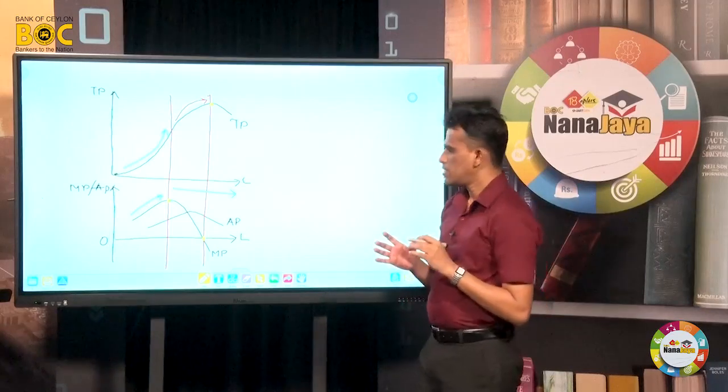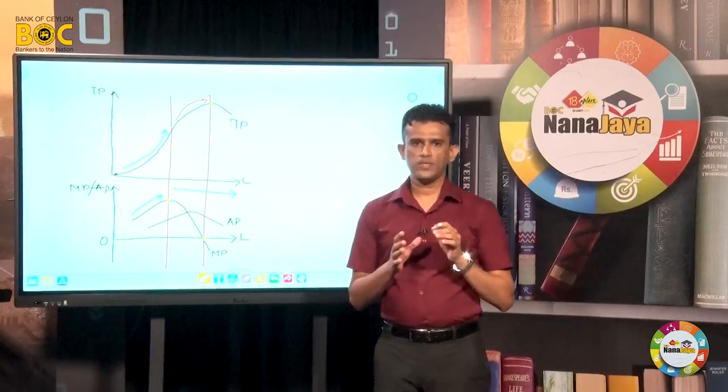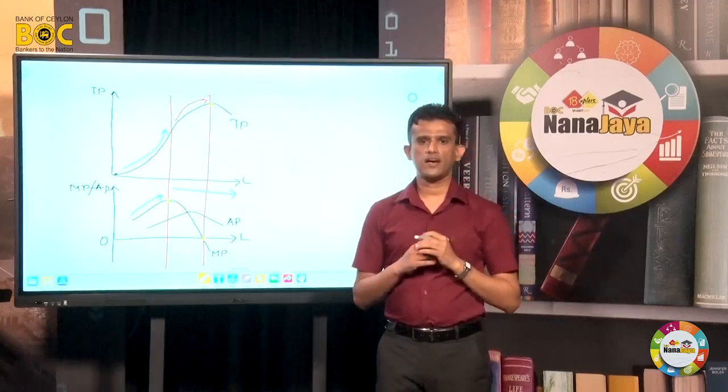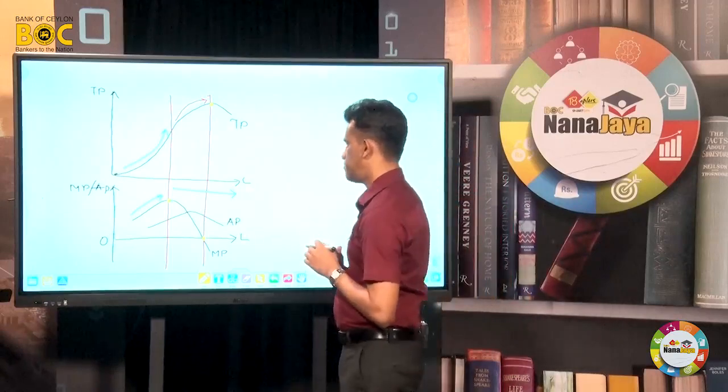And now we will see what kind of relationship there is between the marginal product curve and the average product curve. We will see this diagram.